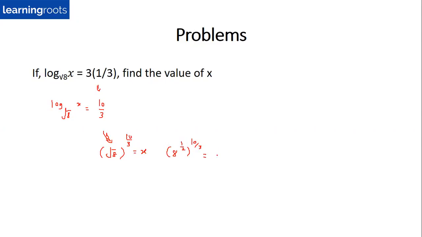After this, I can write 8 as 2 cube. So 2 raised to 3, this raised to 1 by 2, and this thing raised to 10 by 3. Okay. So I can multiply this now. Essentially, I'll be left with 2 raised to 10 by 2, which is 2 raised to 5, that is 32, because this 3 and this 3 will cancel out.